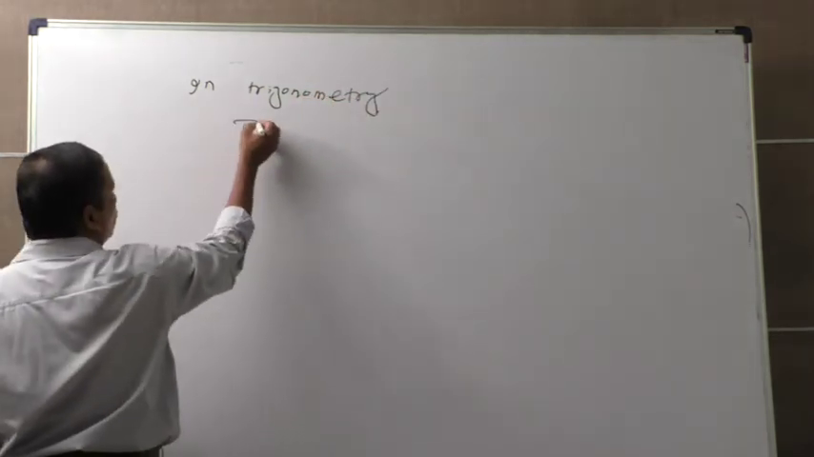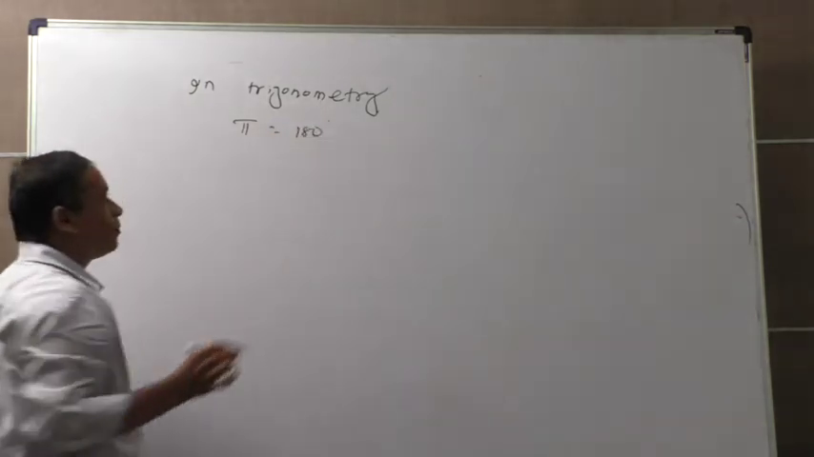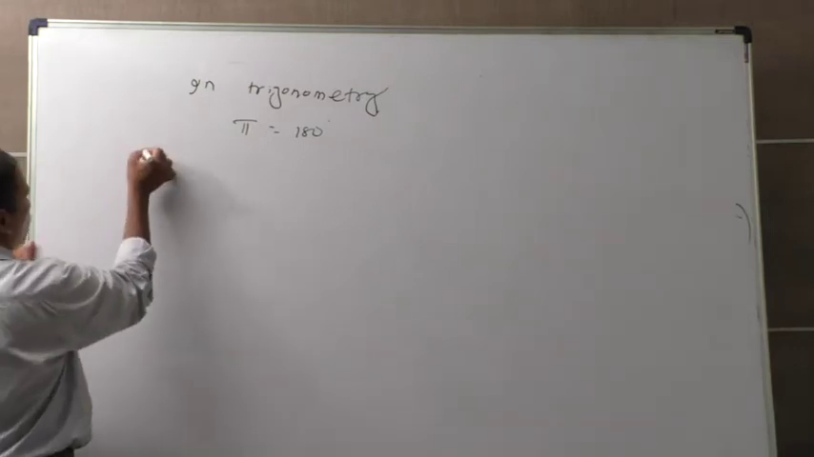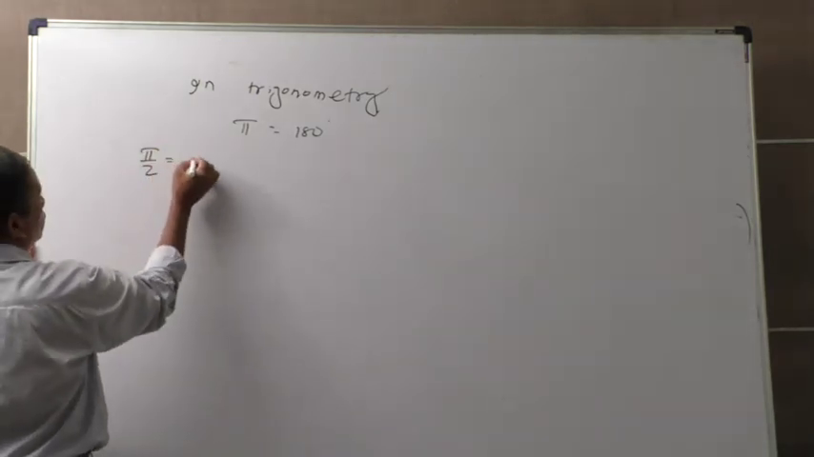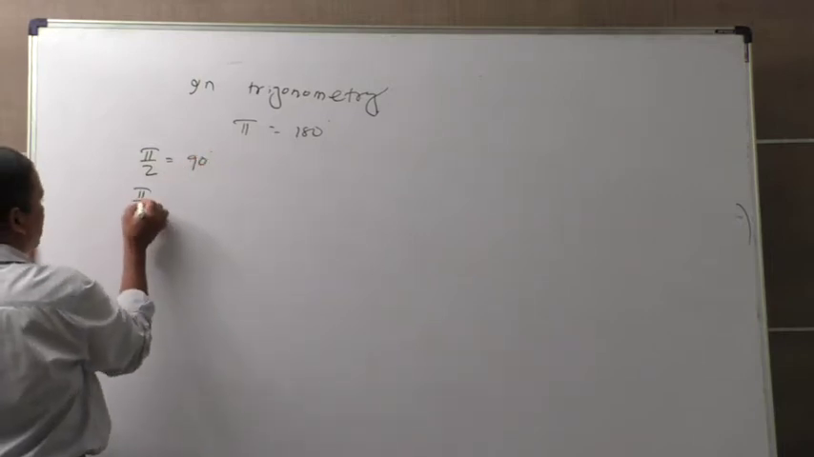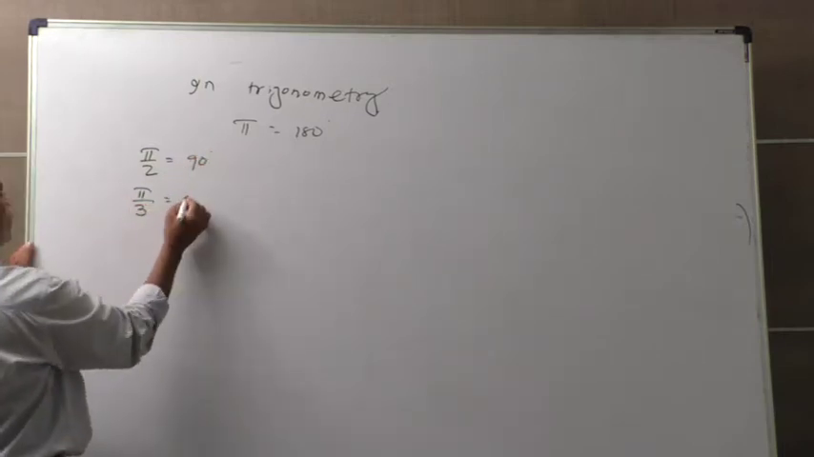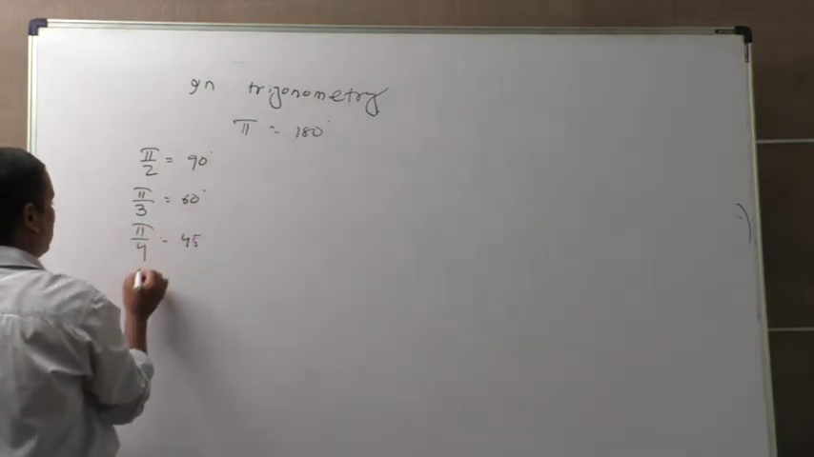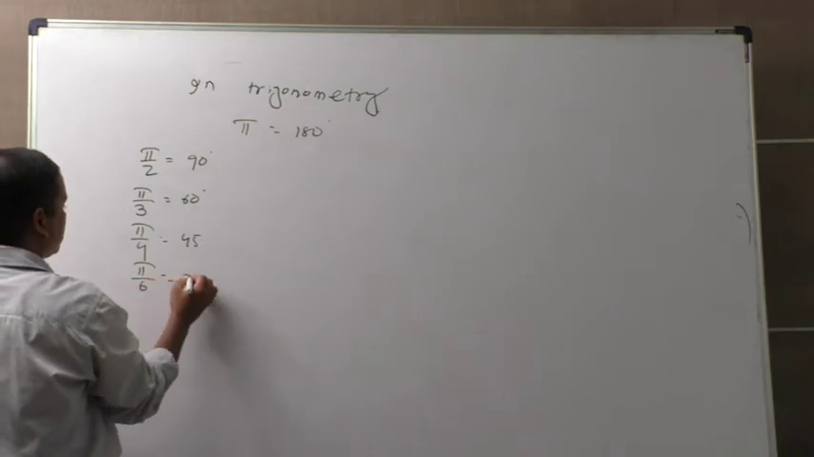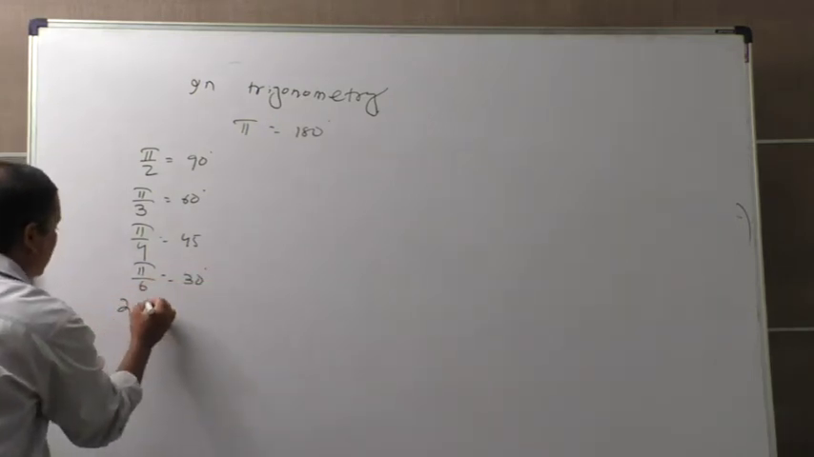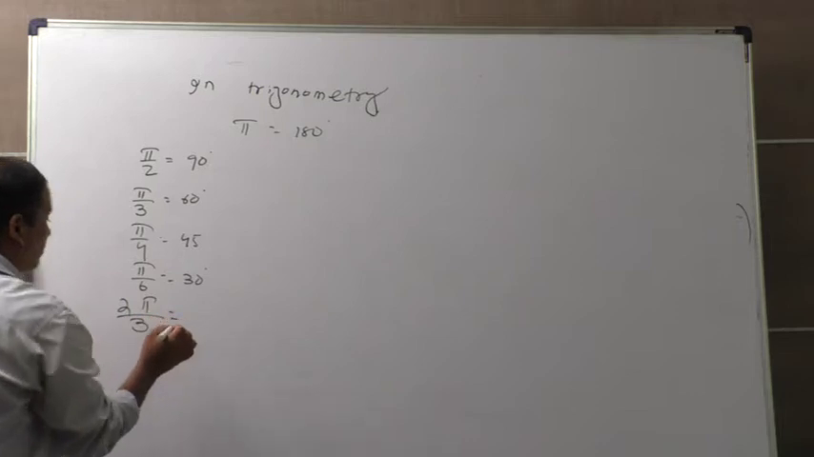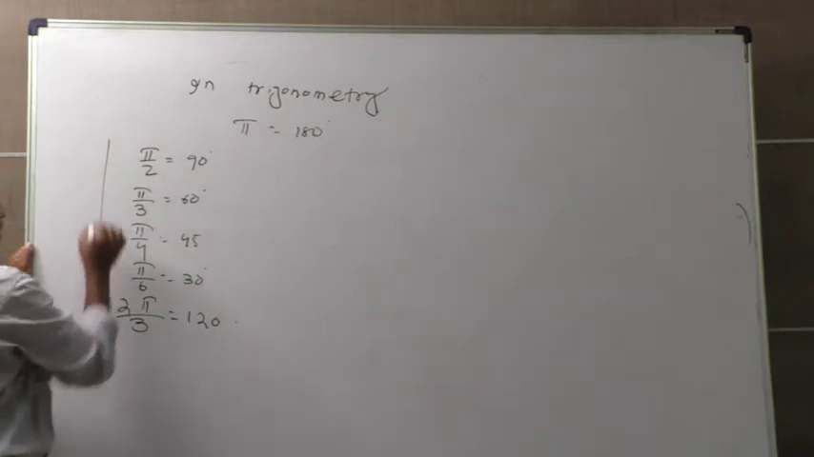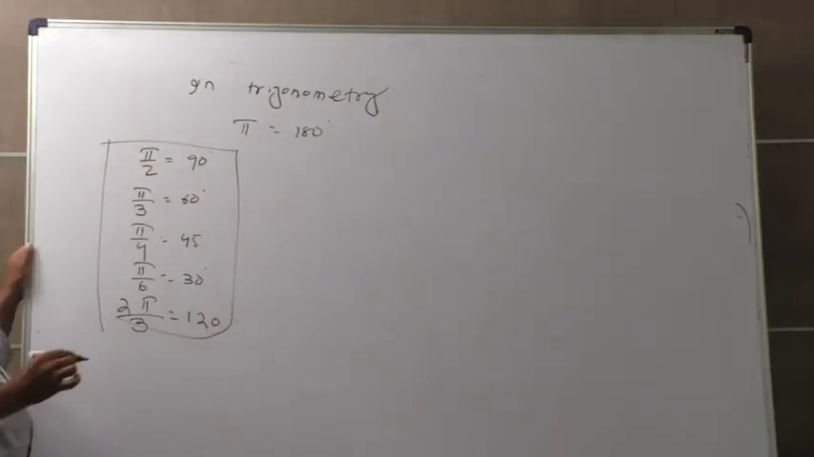pi, its value is 180 degree. In trigonometry, pi is 180. That means pi by 2 is 90 degree, pi by 3 is 60 degree, pi by 4 is 45, pi by 6 is 30 degree, 2 pi by 3 is 120 degree. Like this. Frequently these values will be used in trigonometry.